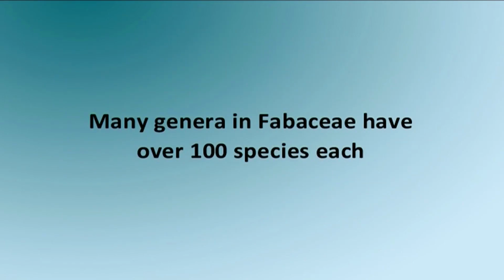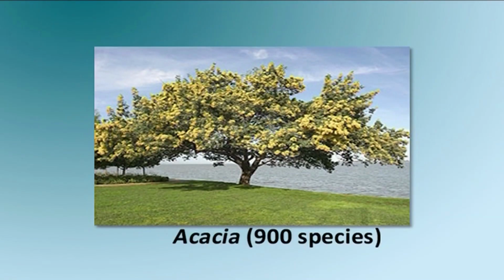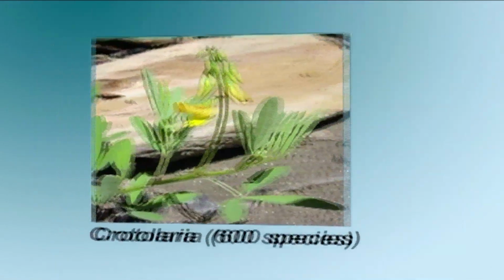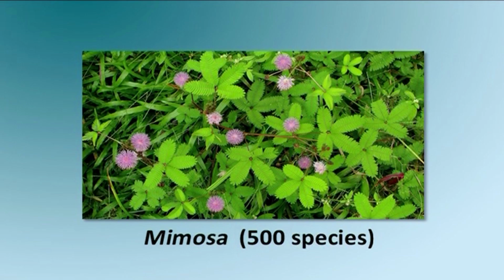While many genera in Fabaceae have over 100 species each, many others are monospecific. The largest genera are Astragalus with over 2,000 species, Acacia with over 900 species, Indigofera with more than 700 species, Crotalaria with 600 species, and Mimosa with 500 species.